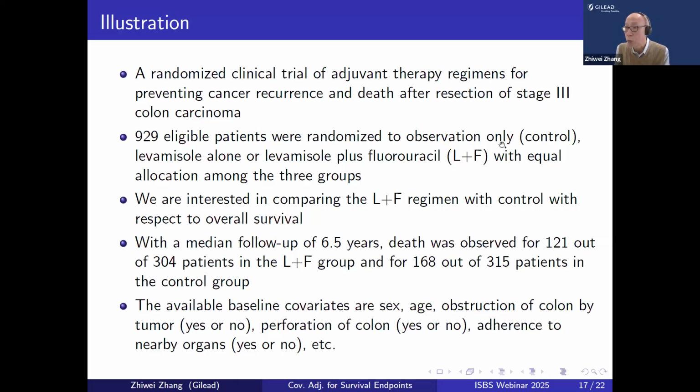The observation-only group serves as the control group, and our interest is in comparing the L plus F regimen with control with respect to overall survival. With a median follow-up of 6.5 years, death was observed for 121 patients in the L plus F group and for 168 patients in the control group. The trial data is publicly available from the survival package, and the available baseline covariates include sex, age, and some disease characteristics.